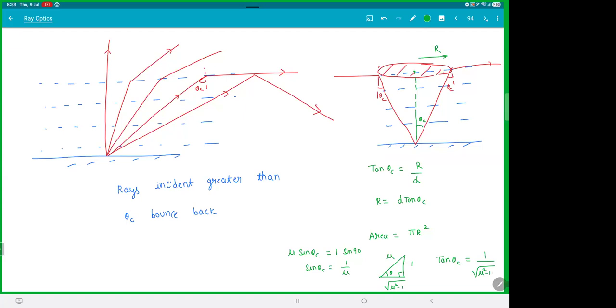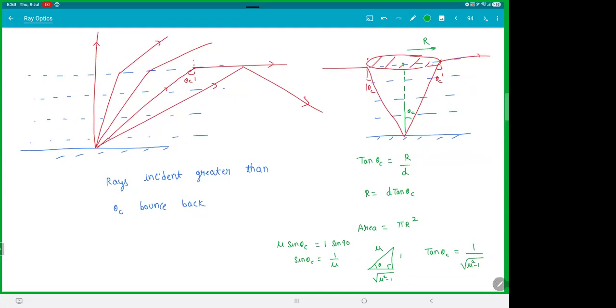All clear with this? So the main idea is that you are having a TIR, and that is the reason all the light rays are not coming out.